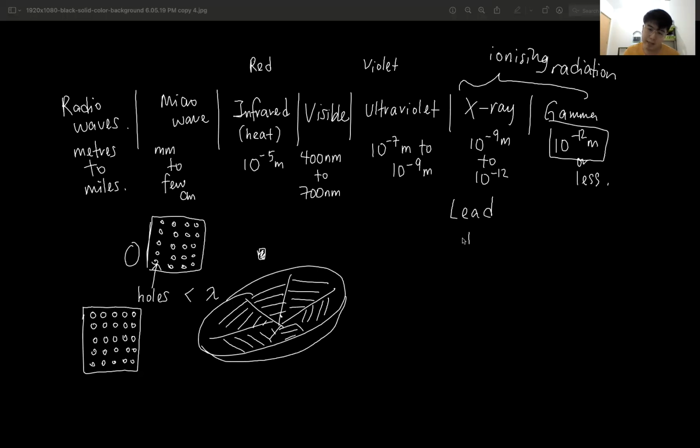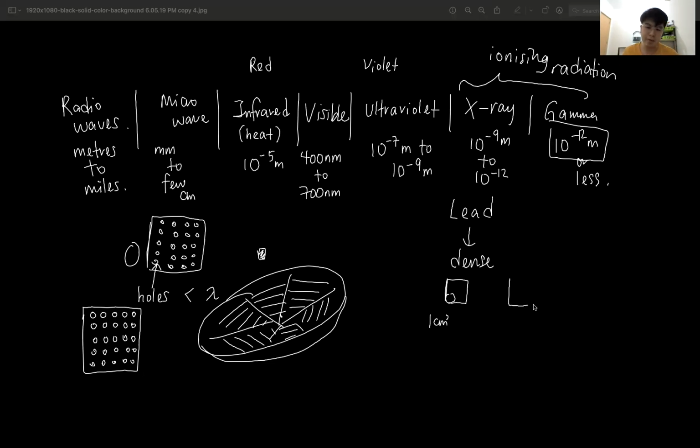Why lead? Lead is a very dense material. What does it mean when it is very dense? That means you take the substance. If you just take 1 cm cube, you find that there are many particles inside, packed. It's very packed. That is dense. If it's very packed, that means the spacing is very small. The spacing between the molecules.